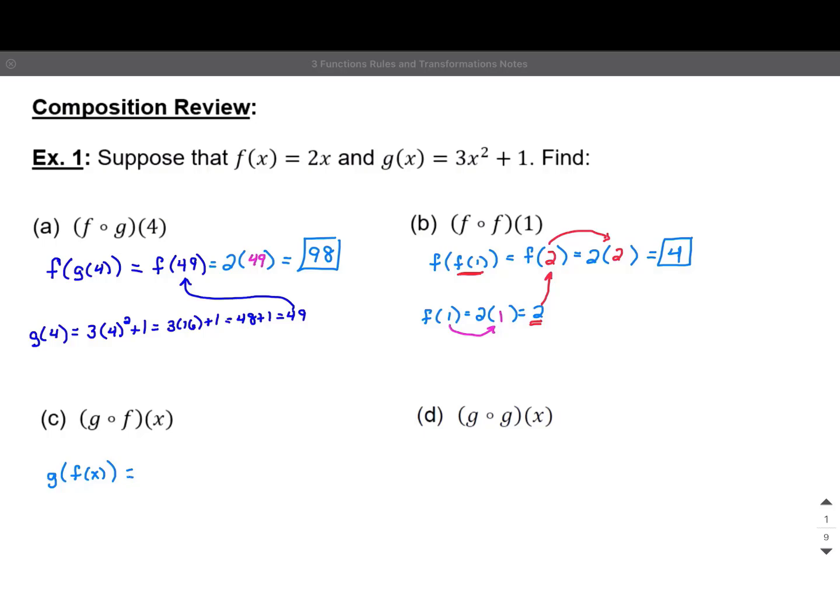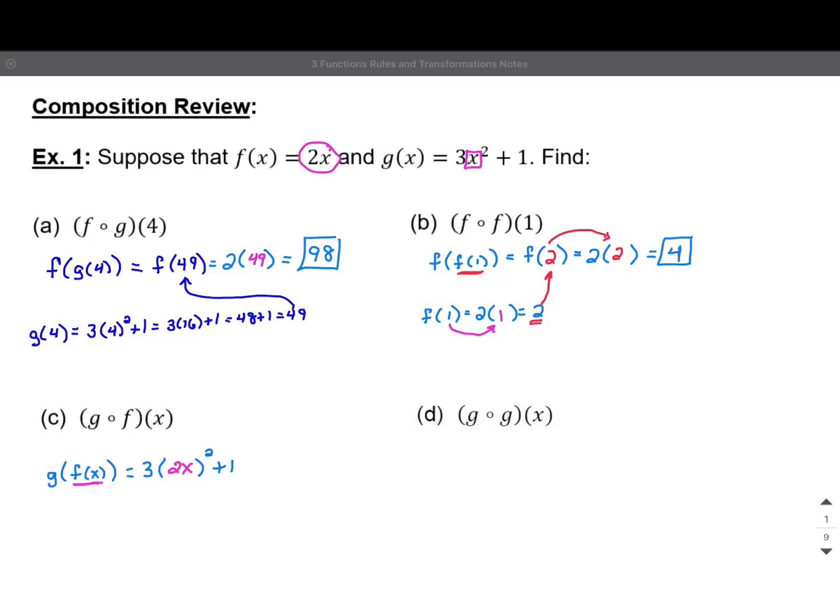I also sometimes look at this as, okay, the rule for g is 3 times something squared plus 1. Well, what's my something? In this case, my something is f of x, which is 2x. So we're going to say our rule for g is 3 times something squared plus 1 and my something, f of x, is 2x.